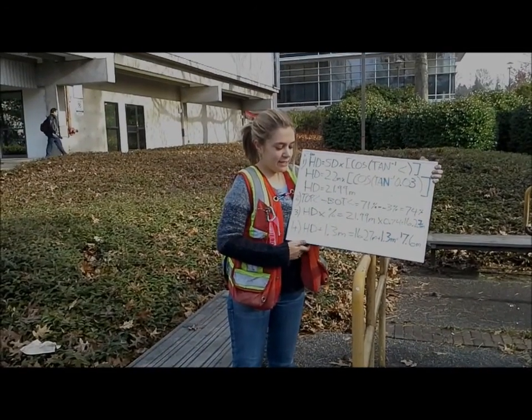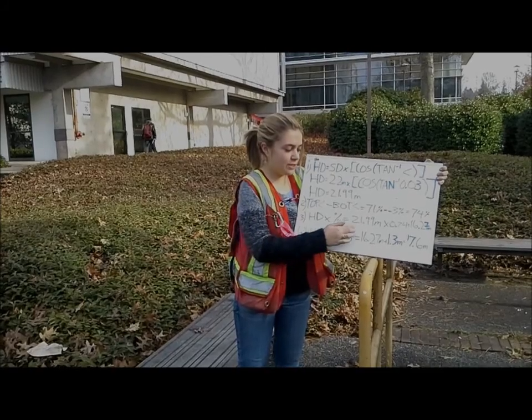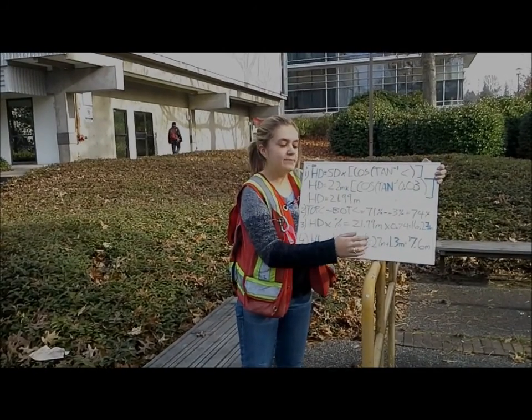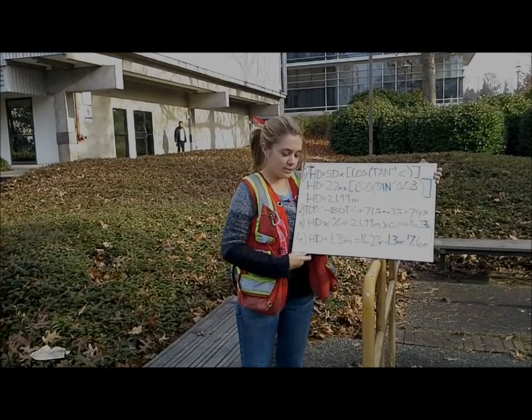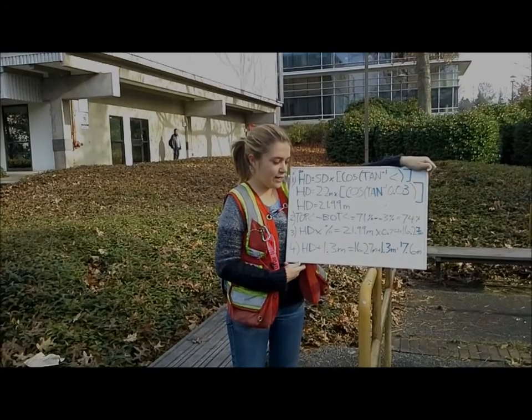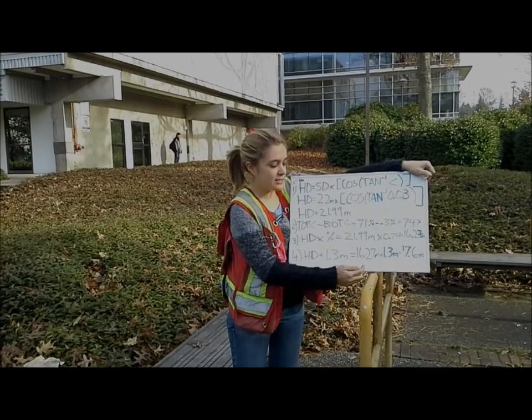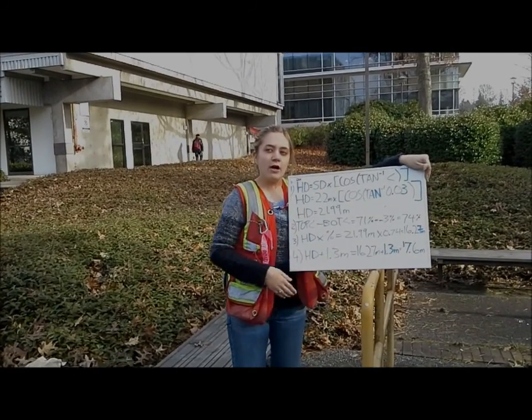We had to times our HD by that percentage that we got from our tree. So that's 21.99 times 0.74, and that gave us 16.27 meters. Then to finish off, all we had to do was add on our DBH, so that's 1.3 meters plus the 16.27, which gave us 17.6 meters for our final tree height.